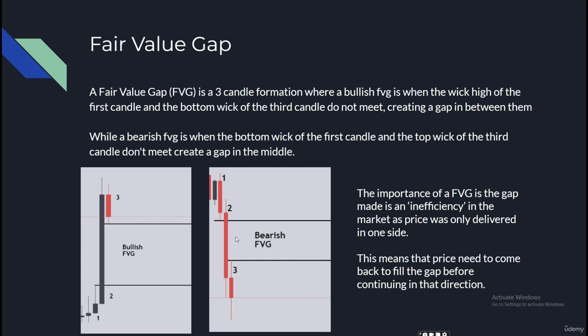And same here for the bearish fair value gaps. You see candle number 1's low, we'd mark that out. Candle number 3's high, we'd mark it out. This whole area here, as you can see, it's a gap. There is no wick, there is no price. It's just price delivering one side lower. That's why it's called inefficient. Market will need to trade back up here. And the importance of the fair value gap, as I said earlier, is that it's inefficient in the market, because price only delivered one side. So price will need to come back up to fill the gap before continuing in that direction.